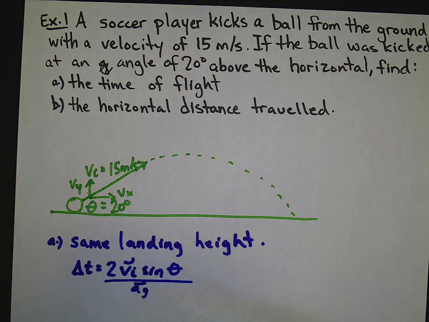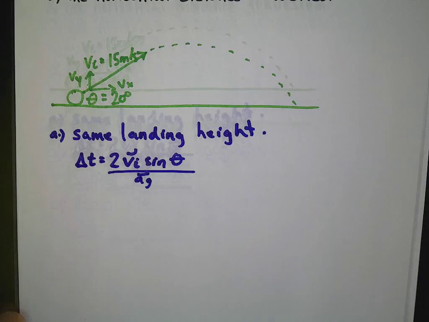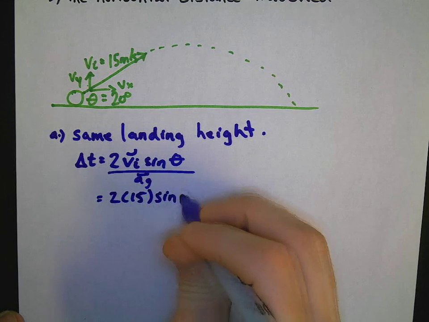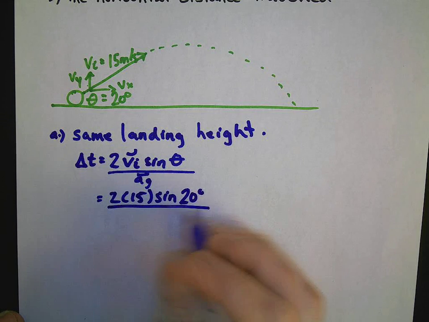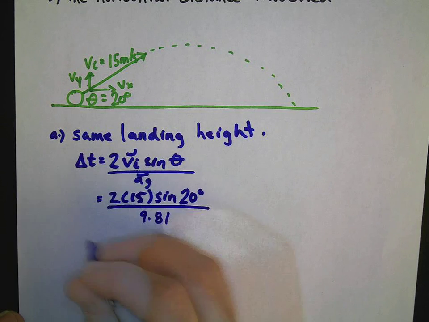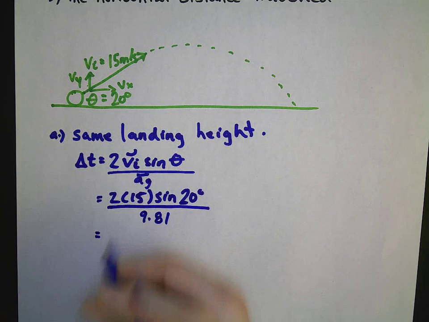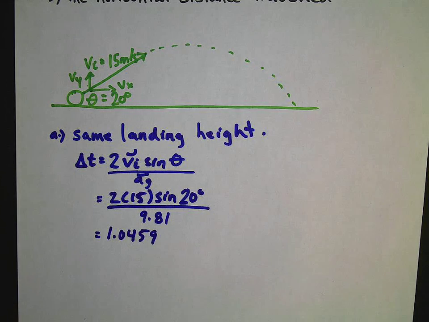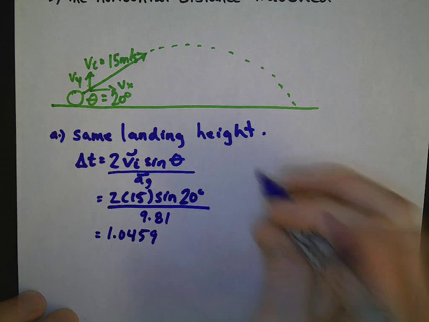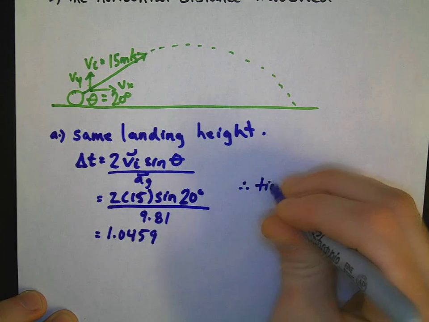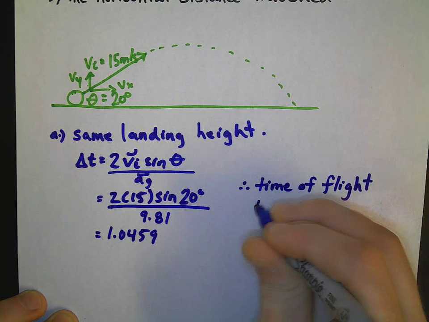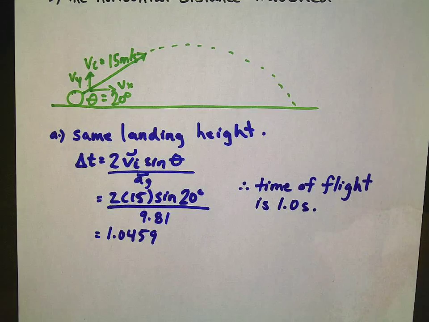And a simple substitution, and use of our calculators as well, gets us that our time is 1.0459. I look at my initial question. I see that my velocity was 15 meters per second, so 2 significant digits. Therefore, time of flight is 1.0 seconds.